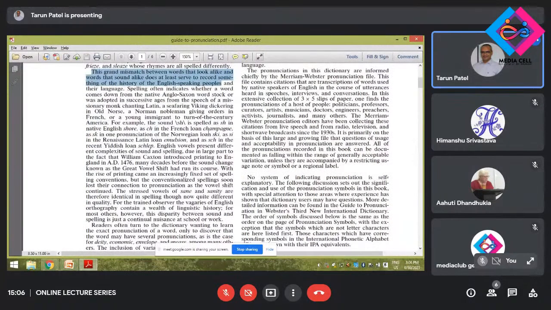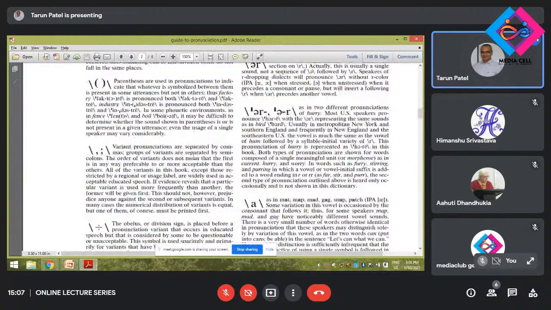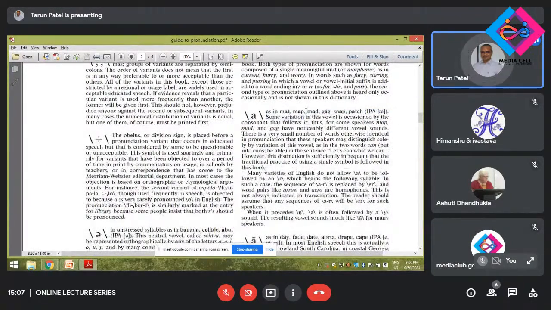Moving on to our IPA, starting with the vowel as in mat, map, mad, gag, snap, and patch, right? Wherein we have this symbol which looks like the pi of mathematics. Some variation in this vowel is occasioned by the consonant that follows it. Thus, for some speakers, map, mad, and gag have noticeably different vowel sounds, and there is a very small number of words otherwise identical in pronunciation that these speakers may distinguish solely by variation of this vowel, right?